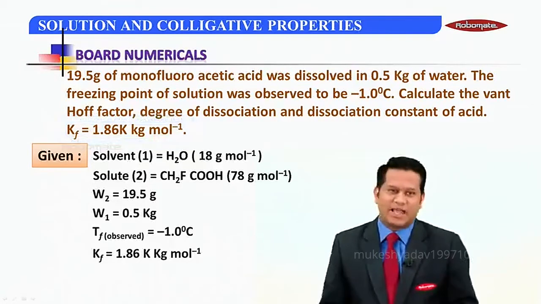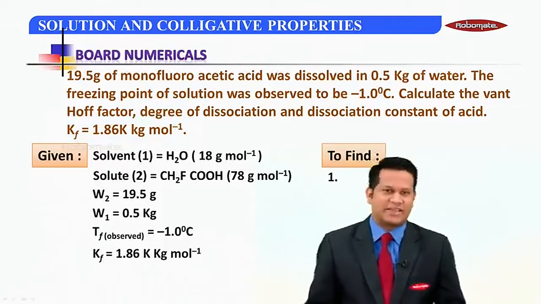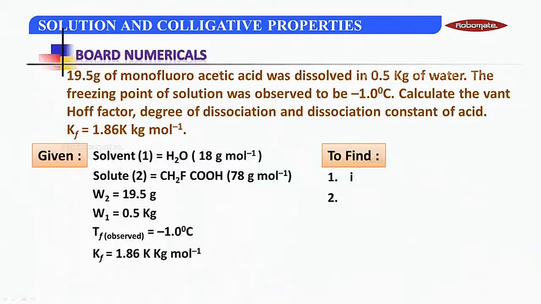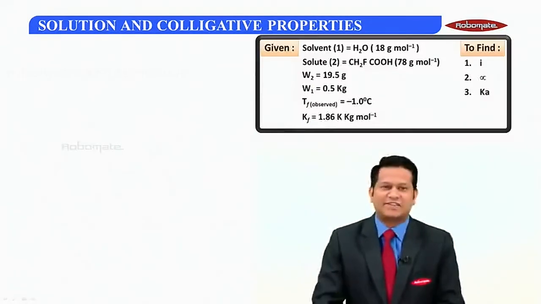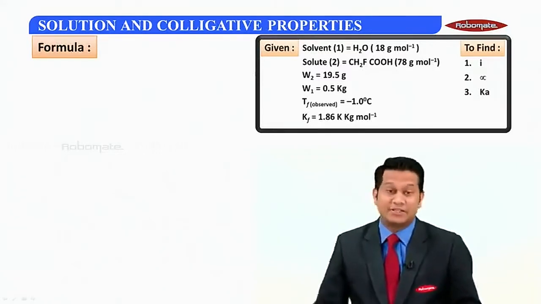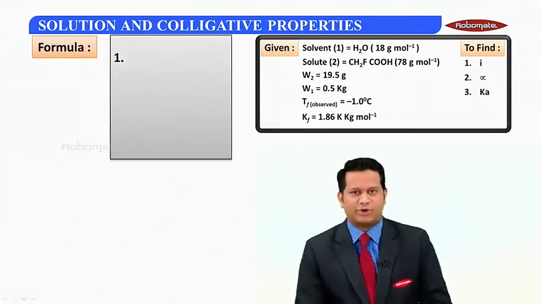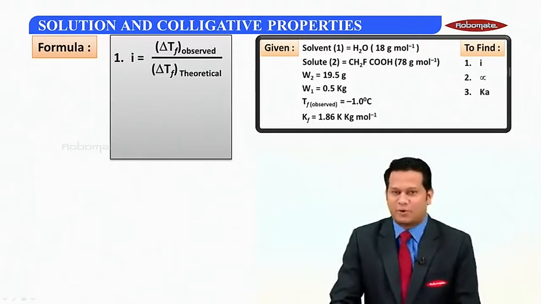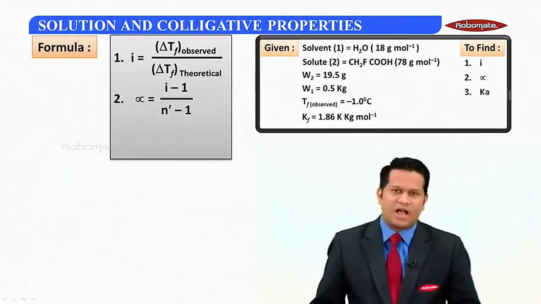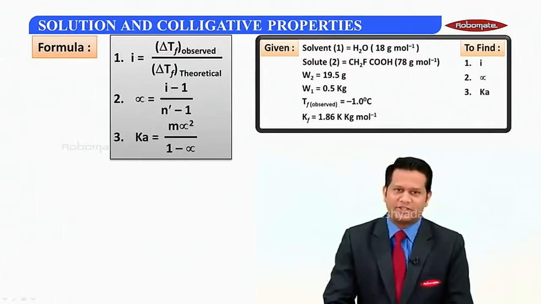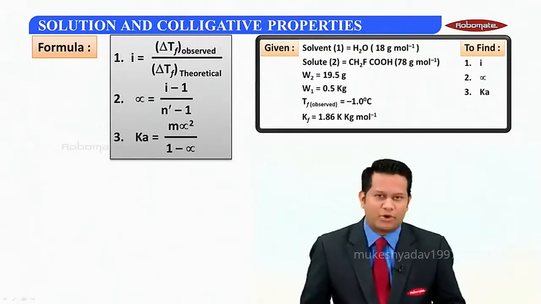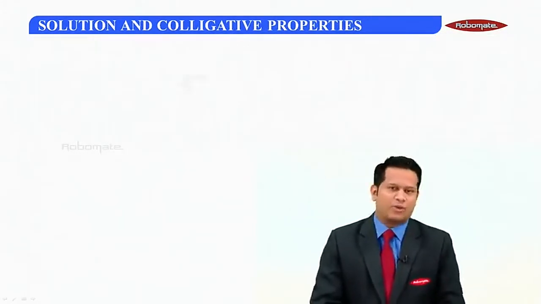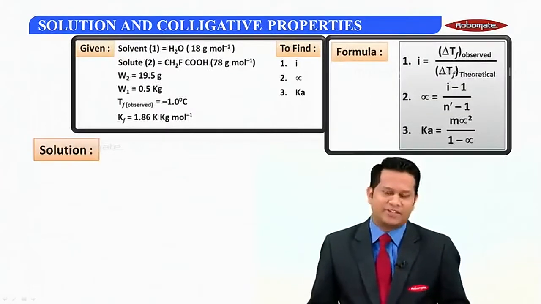Now they are asking to calculate first the Van't Hoff factor, i. Second is the degree of dissociation, alpha, and the third is the dissociation constant of the acid, Ka. With this data, let us write the formula first. The formula for i, in terms of depression of freezing point, since Tf observed is given, will be i = ΔTf observed upon ΔTf theoretical. Alpha will be (i − 1) upon (n′ − 1) and K will be mα² upon (1 − α). So we know what is given and what the formulas are. Let us begin with the solution.